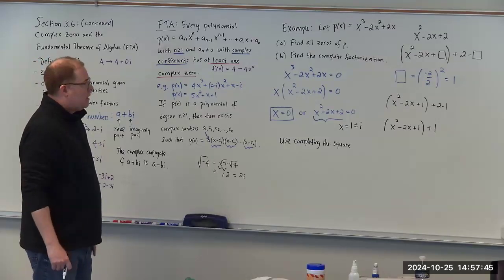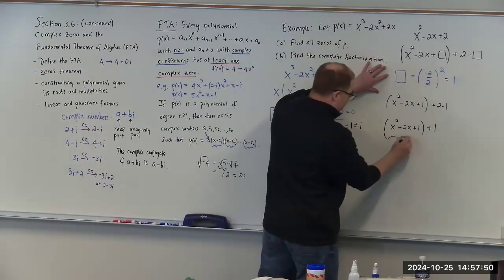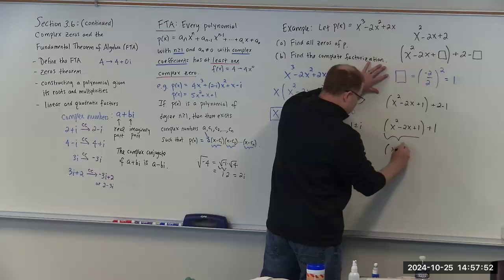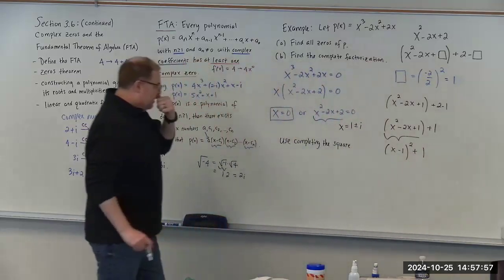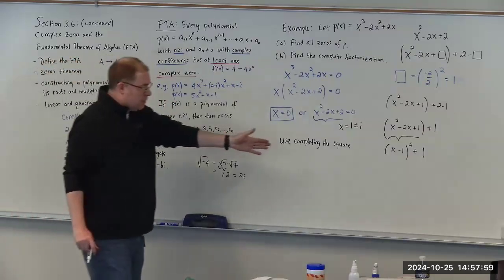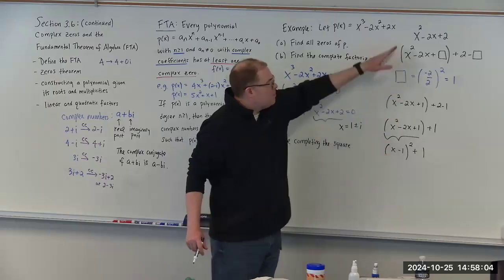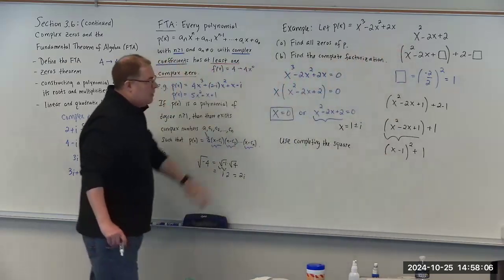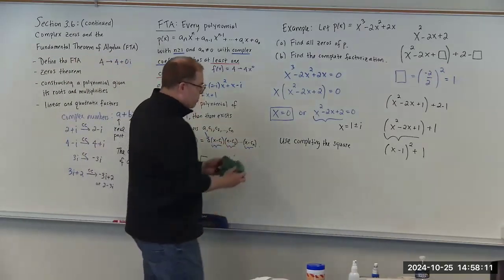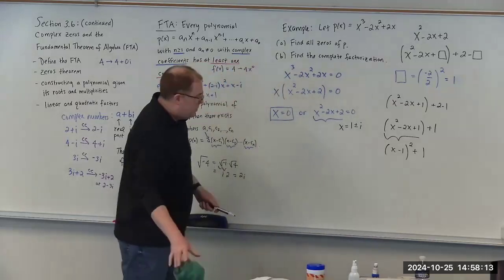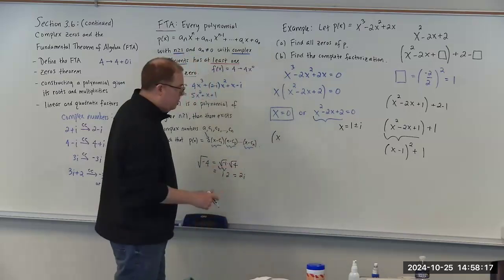Now, because of this step, we can factor this. This is going to be x minus 1 squared plus 1. Remember, this is called the vertex form of this polynomial. So we have this form. Now we're going to set this equal to 0, because we're interested in finding the roots.